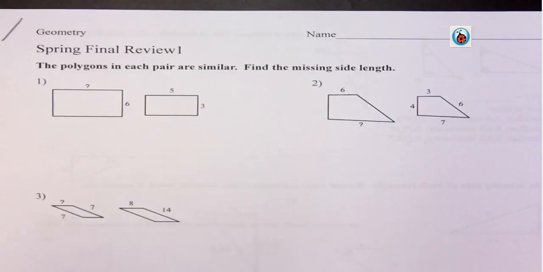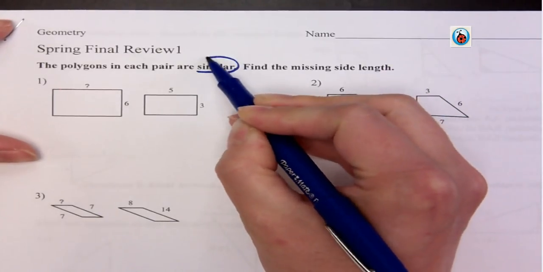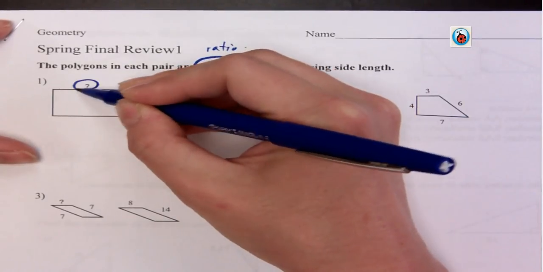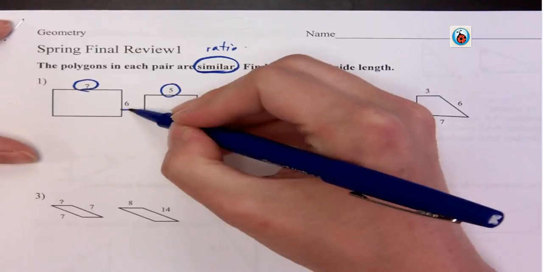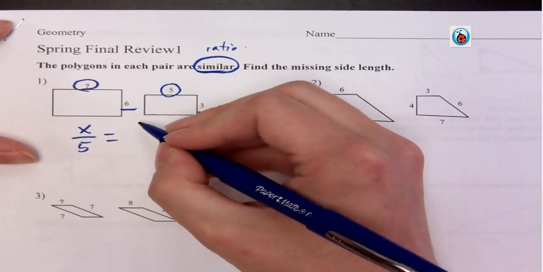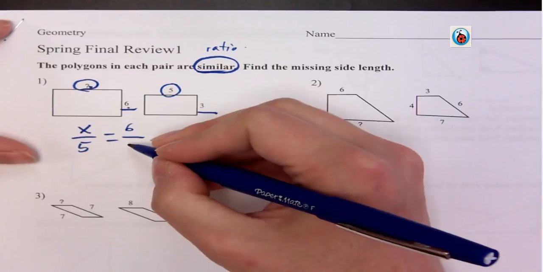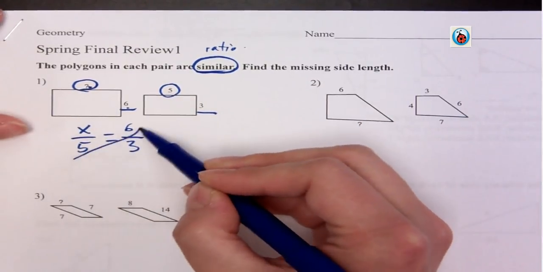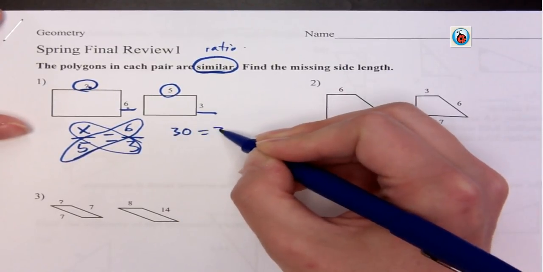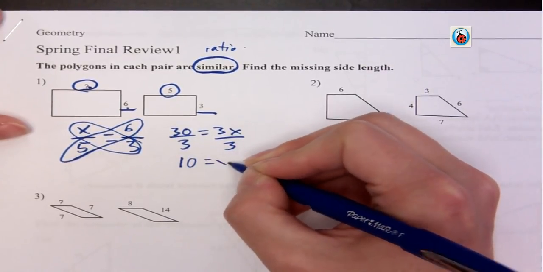Okay, so in this video I'm going to give an example of one type of problem. This first one we're dealing with similars, which means we set up our ratios. And so we line up sides. This top goes along with 5, this goes along with this. So we do x over 5 equals, and since I started with x, I start with a 6. 6 over 3. And then I do my cross multiply or butterfly. So I get 30 equals 3x, and divide by 3 to get 10 equals x.